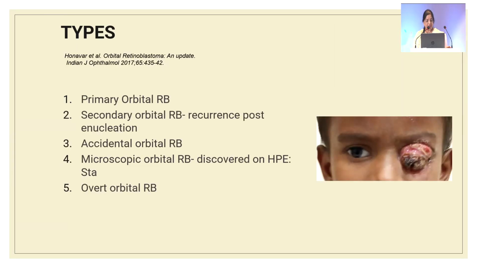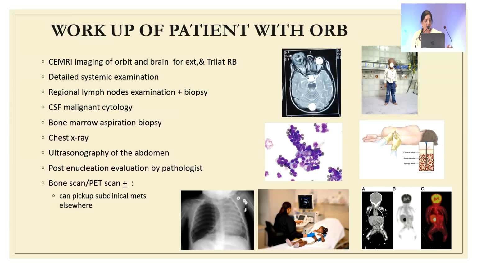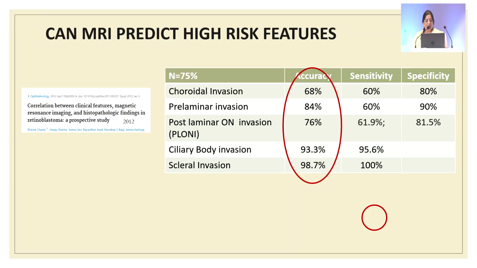The 5 types have been described by Dr. Santosh Honawar in his article: primary, secondary, accidental, microscopic, and overt. A patient with orbital retinoblastoma needs a complete workup: MRI, detailed examination, lymph node biopsy, CSF malignant cytology, bone marrow aspiration biopsy, X-ray chest, ultrasonography of the abdomen, and post-enucleation evaluation by the pathologist. In some cases we can do bone scan and PET scan, especially helpful in picking up subclinical metastases elsewhere, wherever required. So can MRI predict high-risk features?